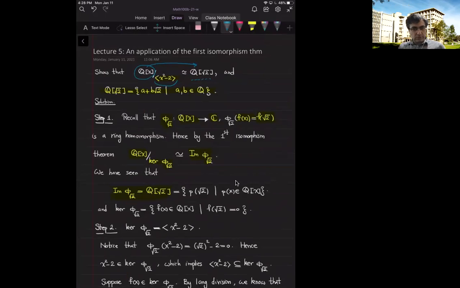So next we want to show that the quotient ring of polynomials with coefficients inside the rational numbers, modded by the principal ideal x squared minus 2, is isomorphic to the ring Q bracket root 2. That means the ring that's generated by Q and root 2. So why is that the case?